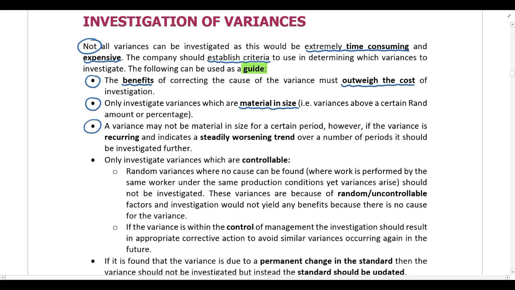Then it's important to note that a variance might not be material in size for a certain period. So let's say we've calculated an unfavorable variance of 15,000 Rand for material this year, and the threshold is 50,000 Rand. We only investigate variances above 50,000 Rand. So this variance is below the threshold. It's important to note that if the variance is recurring and it indicates a steadily worsening trend, even though it's not material in size during this specific period, it should obviously be investigated further because it does indicate a problem over a number of periods.